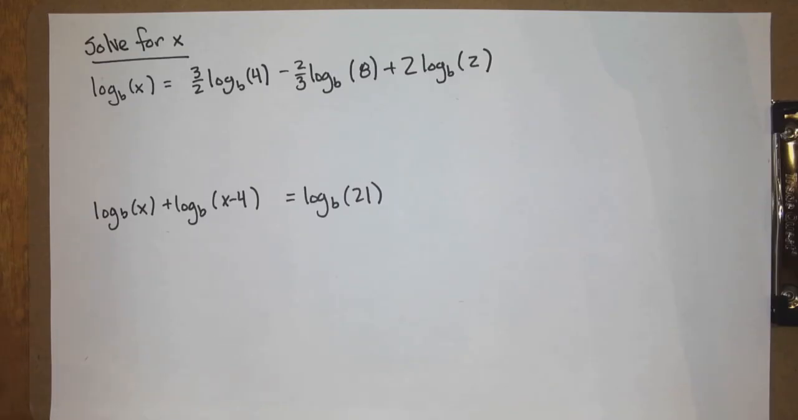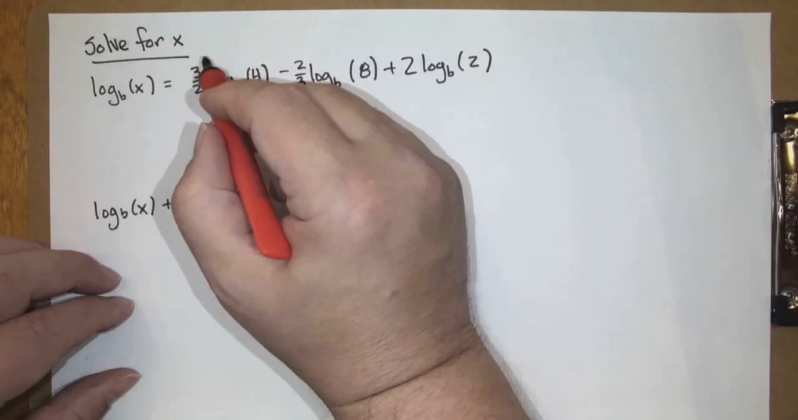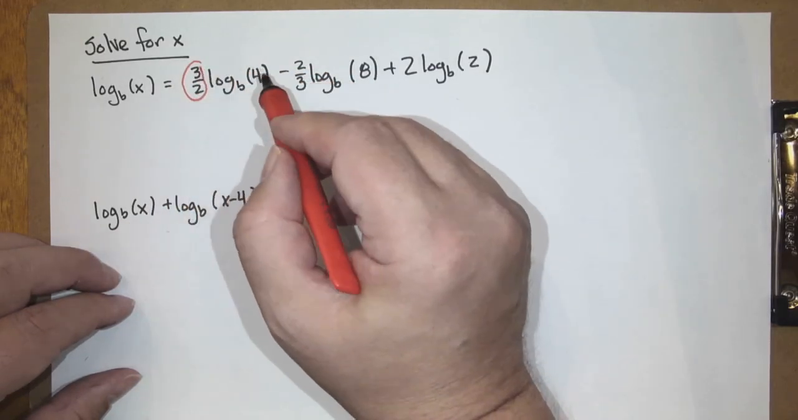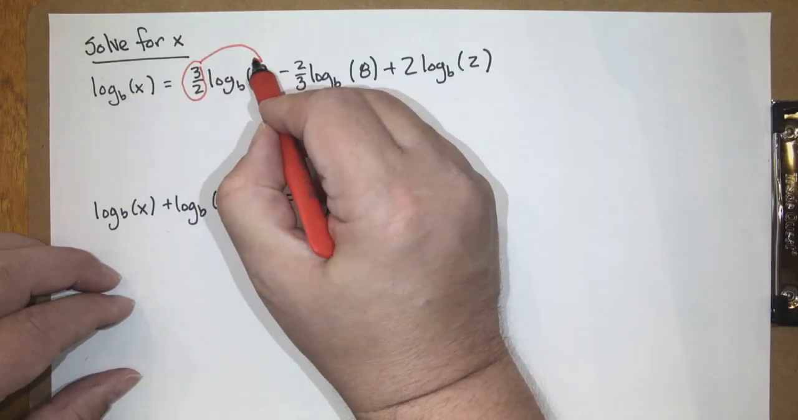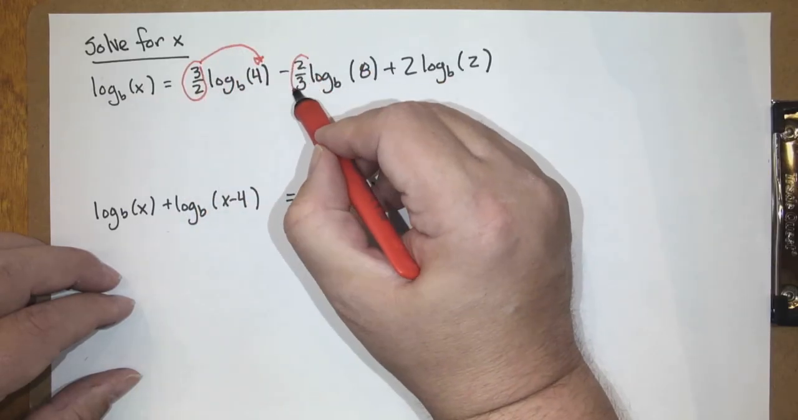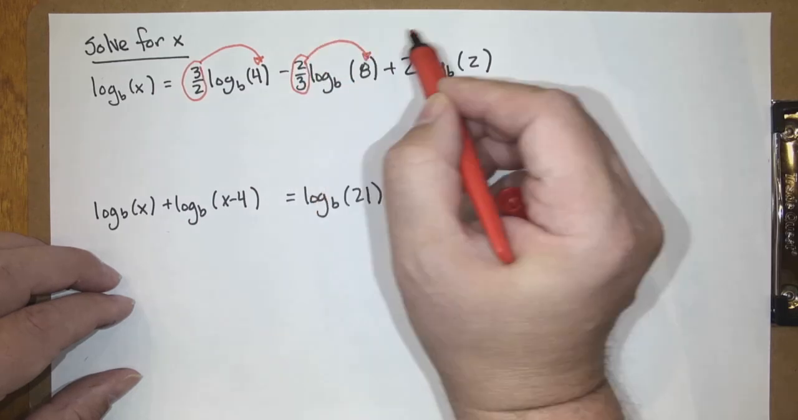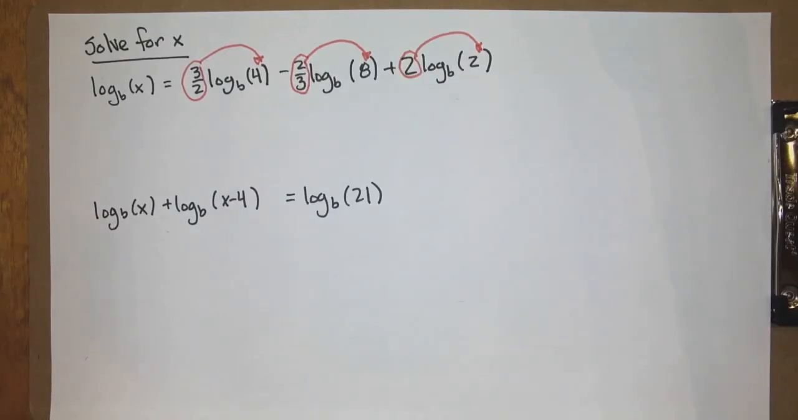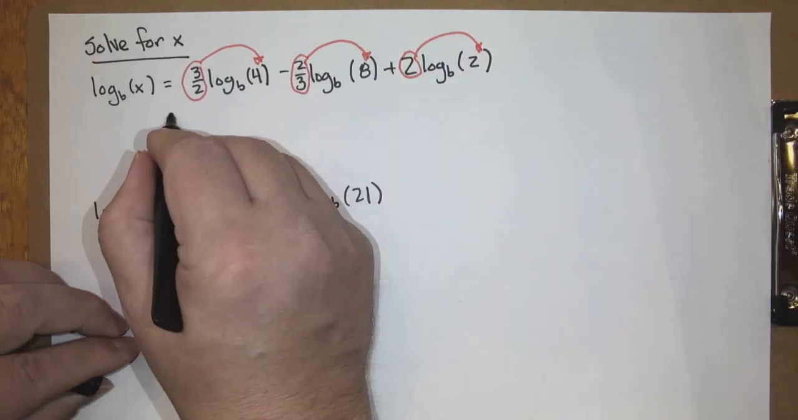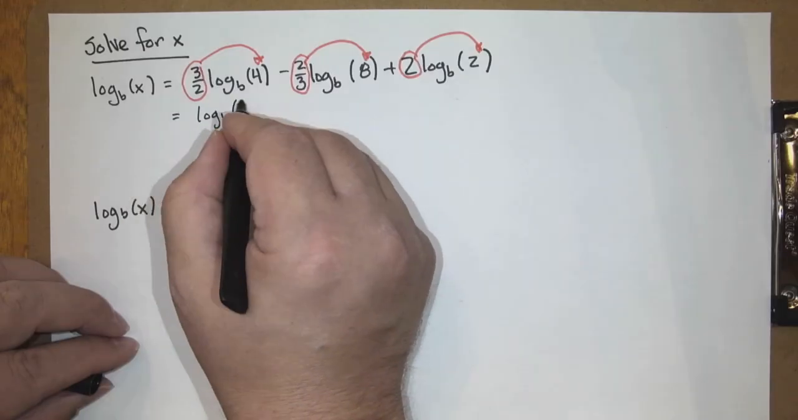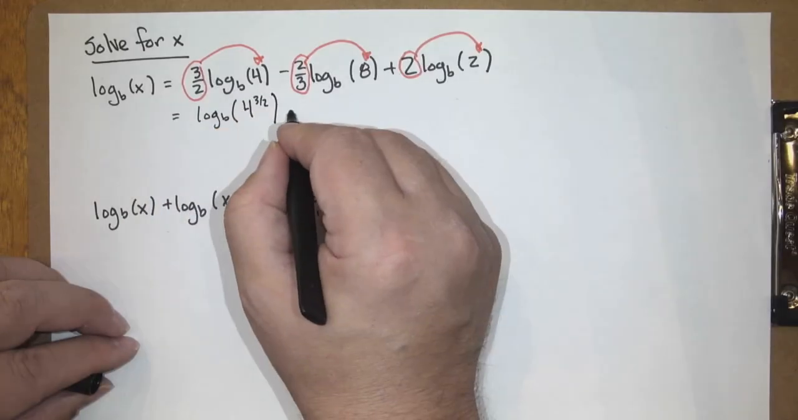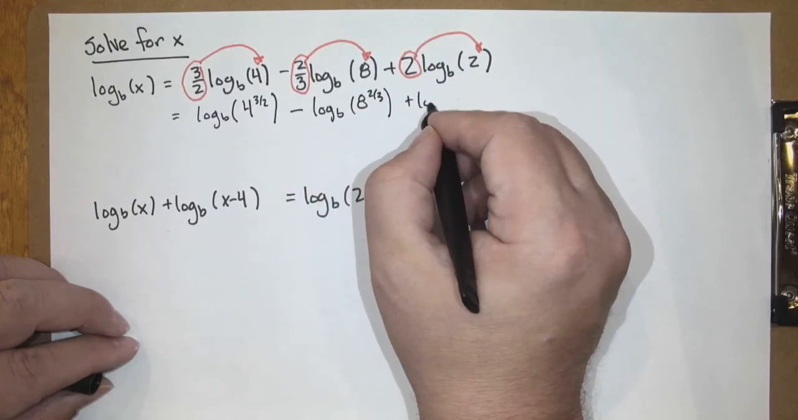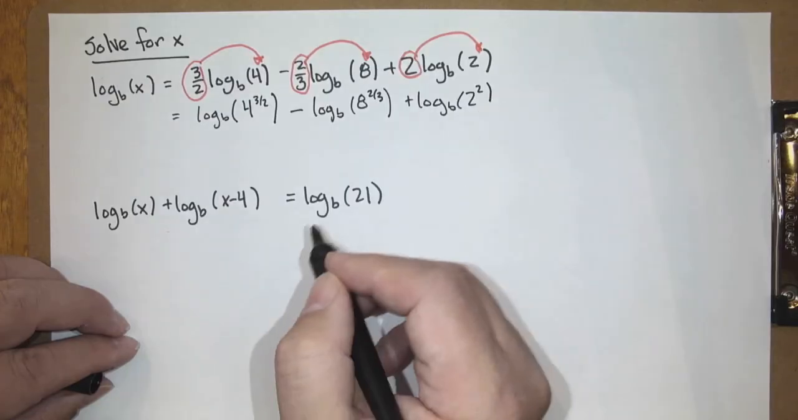Okay, so I'm going to think of this by saying, let's merge these together. So I'm first going to say, hey, I can bring what's in front of a log inside. But if I bring it in, how does it come in? And the answer is it comes in as a power. So this is equivalent to log base b of 4 to the 3/2 minus log base b of 8 to the 2/3 plus log base b of 2 squared.